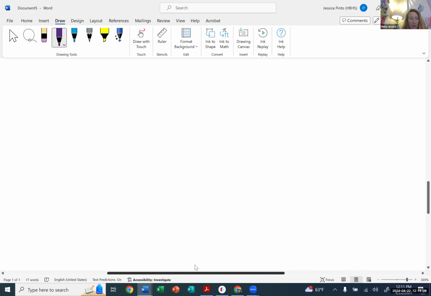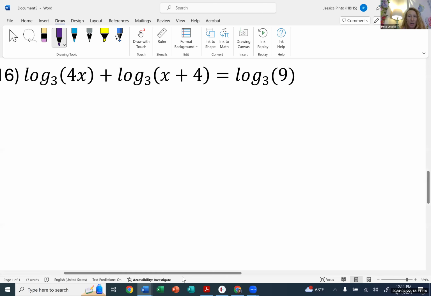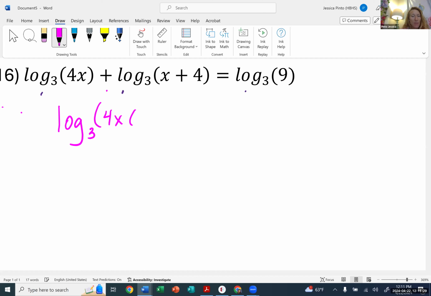All right, our last question that was related to these and is similar was number 16 on 5.5. This is a great problem. We're getting to see the properties of logs. I noticed that log is written everywhere. Log, log, log. So we're just going to start using the properties of log. Instead of plus, we're going to write that as a single log. And it's going to be 4x times x plus 4. And then it equals log base 3 of 9.